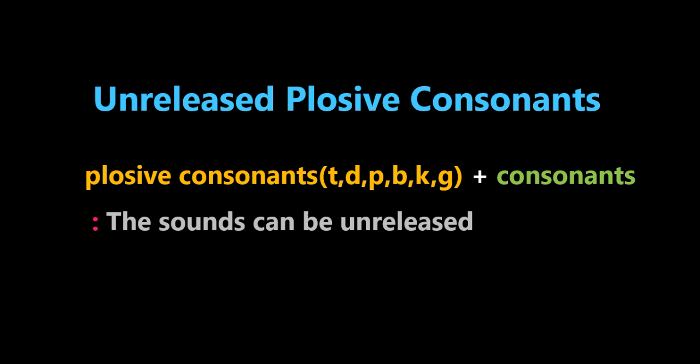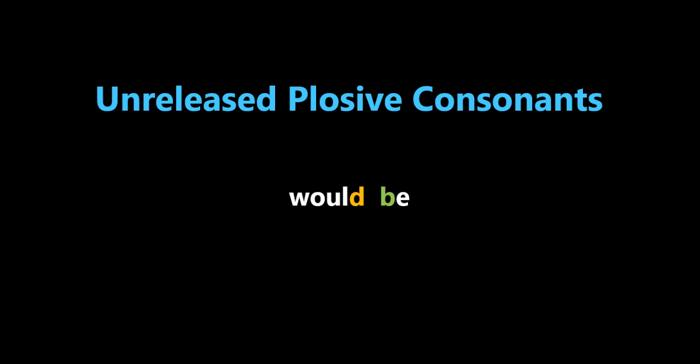The next rule is an unreleased plosive consonant. T, D, P, B, K, G are plosive consonants. When they are placed right before consonants, the sound can be unreleased. Unreleased means when you pronounce them, you need to speak half the sound and stop and move to the next consonant sound. For example, would be. The plosive consonant D is right before the consonant B, so it can be unreleased.